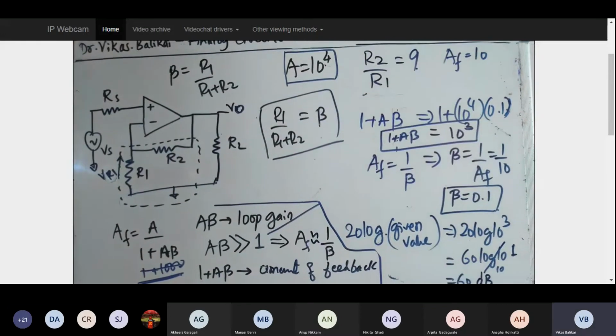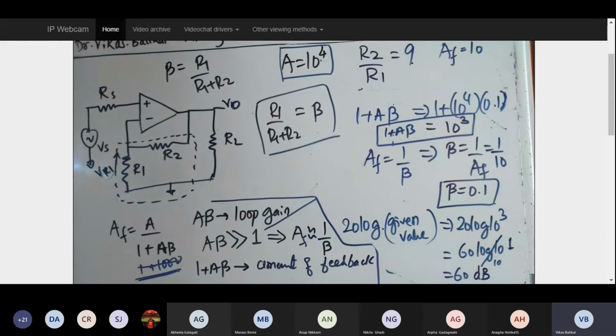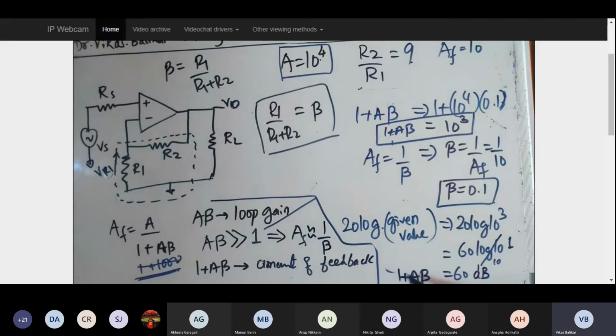The amount of feedback, whatever you obtained, 1 plus A beta in dB is given by 60 dB. Is that clear? Reply to me. Yes, sir. Yes, sir. Fine. Now the next one, let me read what he is asking.